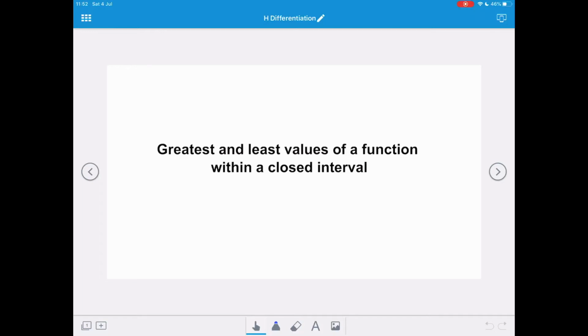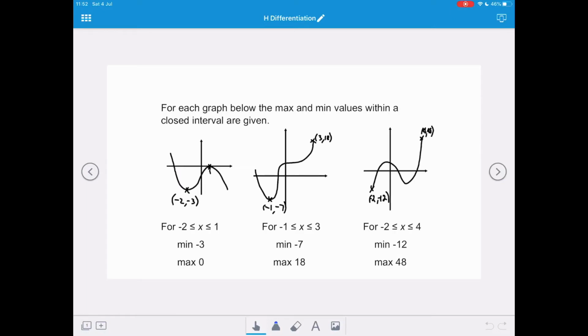So in this video, we're going to look at the greatest and least values of a function within a closed interval. For each graph below, the maximum and minimum values within a closed interval are given. Between -2 and 1 in the first curve, which we're going to highlight now, you can see that the minimum value is -3 and the maximum value is 0.